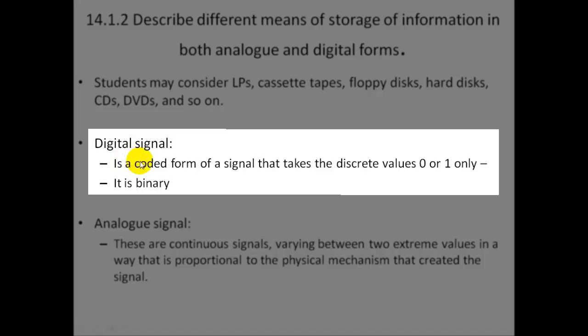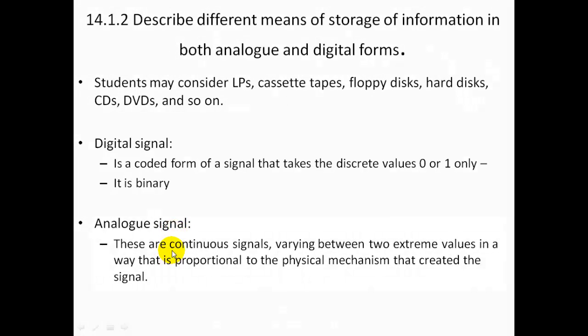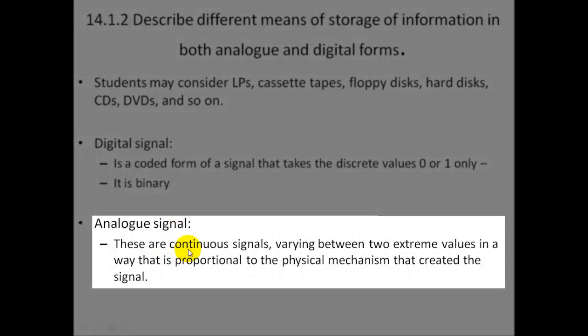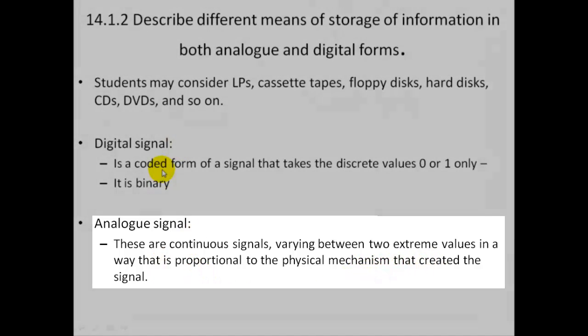A digital signal is a coded form of signal that takes the discrete values of 0 or 1 only. It's also known as a binary signal. An analog signal is not discrete. This is a continuous signal varying between two extreme values in a way that is proportional to the physical mechanism that created the signal. You need to know these two definitions.